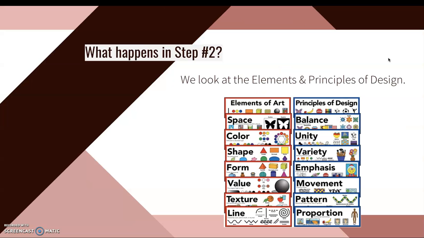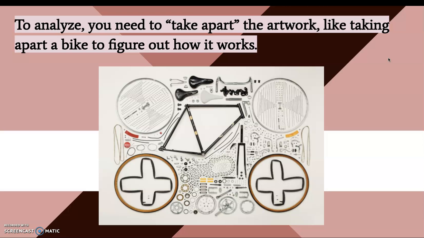So what happens in step number 2 though, which we call analysis? This is when we look at the elements and principles of design. And you learned about the elements and principles of design in 3D Design 1. So to analyze an artwork, you need to take apart what you see, just like as if you were taking apart a bike to figure out how it actually works, right? This picture here is a bike that has been disassembled, but you can learn about what makes the bike work by looking at all those specific parts of the bike.